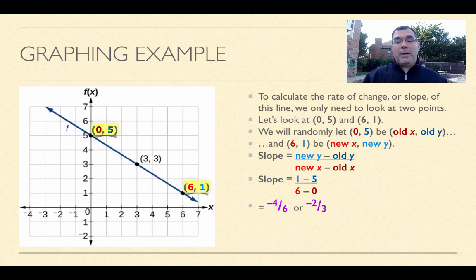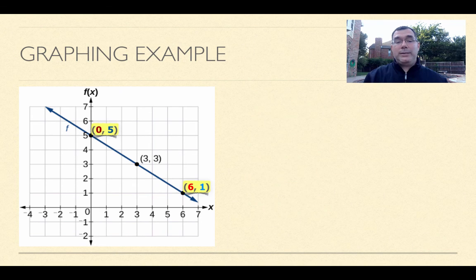And I calculate. 1 minus 5 is negative 4, 6 minus 0 is 6, so I get negative 4 over 6, which can be reduced to negative 2/3. I want you to remember that number. That number represents the slope of this entire line between any 2 points.